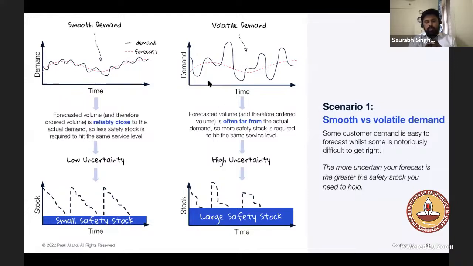But suppose your demand is very uncertain, very volatile. Your forecasted volume is often far from the actual demand. So you will need to have more safety stock to hit the same service level. As you can see, the prediction and the actual are very volatile, and therefore you need to keep a very large safety stock in that scenario.